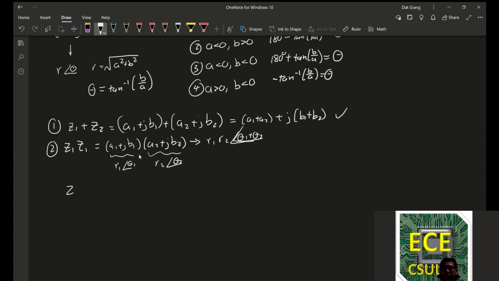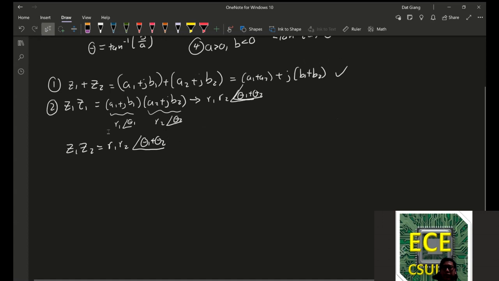So we have r1 times r2, and then the angle is angle 1 plus angle 2, like that. Anytime you have two complex quantities that multiply together, it is better to talk about them in polar coordinates, which gives us the following property: the magnitudes multiply together, but the angles add, like so. A similar idea exists for division.